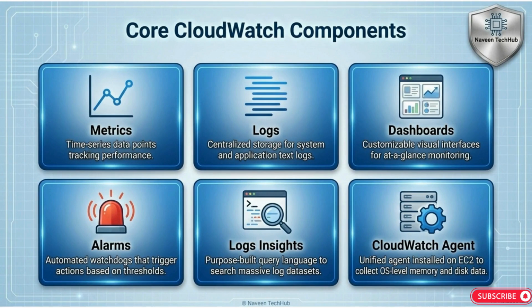CloudWatch has several important components. First, metrics. These are numerical values like CPU usage, memory usage, request count, and latency. Second, logs. These are text-based records from applications, servers, and AWS services. Third, dashboards. These provide a visual production view using graphs and widgets. Fourth, alarms. These watch metrics and trigger notifications or actions. Fifth, Logs Insights. This helps us query logs quickly. Finally, the CloudWatch agent helps collect additional data, like memory usage and disk usage from EC2 instances.